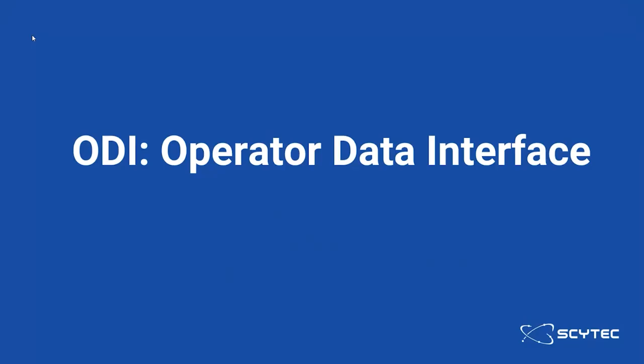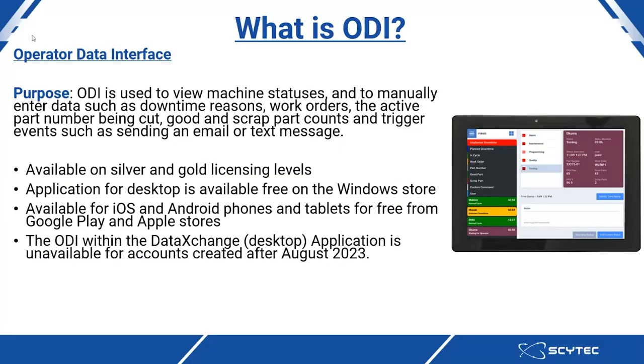Next up, we are going to be discussing the ODI, the operator data interface. The ODI is only available on our silver and gold licensing levels. The ODI is a supplemental application that is used to view machine statuses and to manually enter data such as downtime reasons that you cannot automatically collect from a machine. These are more for the unplanned downtimes or for things that are extraneous to what your machine can actually collect via DataXchange. They can also track things like work orders, the active part number being cut, good and scrap part counts, and trigger events such as sending an email or text message.